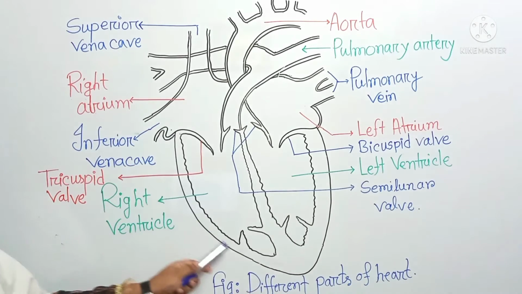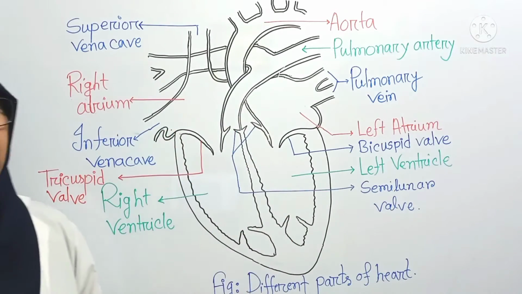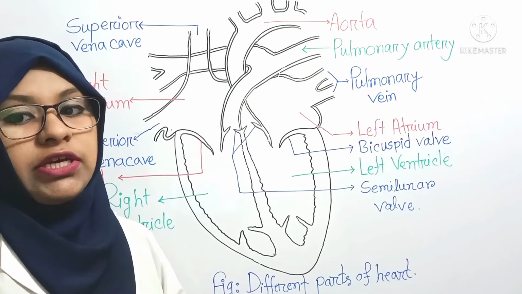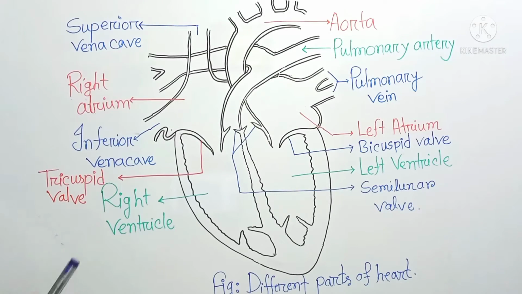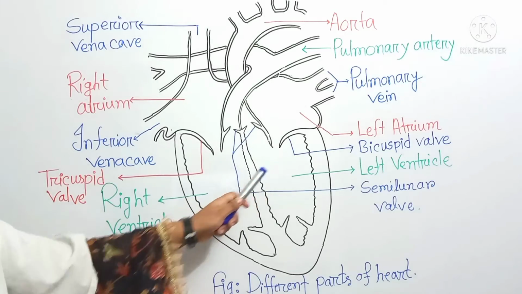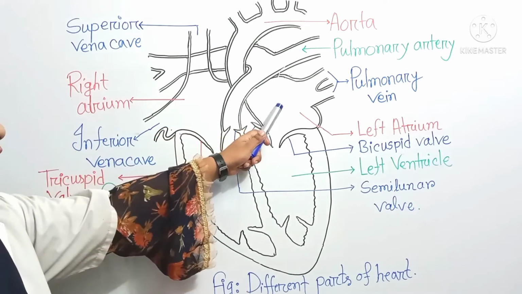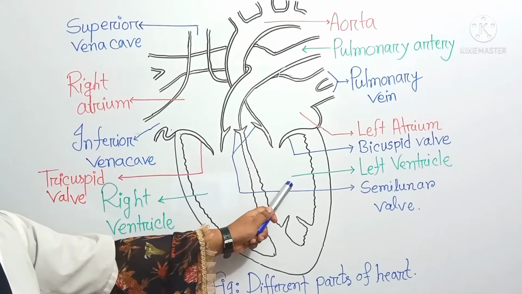The heart is covered with a two-layered pericardium. There is pericardial fluid between the two layers. This helps the heart to contract. There are four chambers in a human heart. Number 1, right atrium. Number 2, left atrium. Number 3, right ventricle. And number 4, left ventricle.